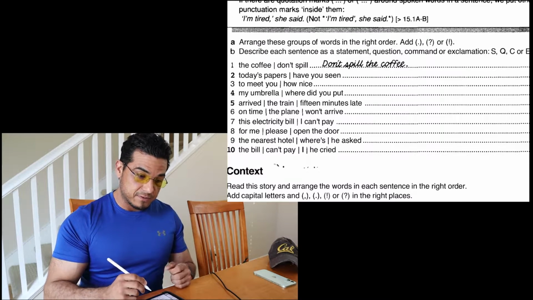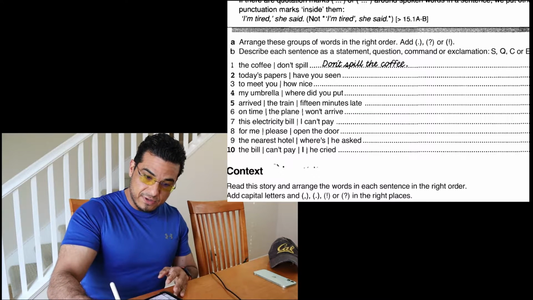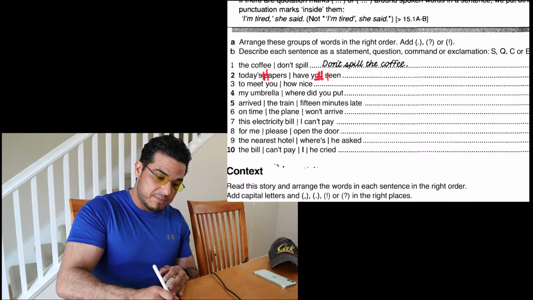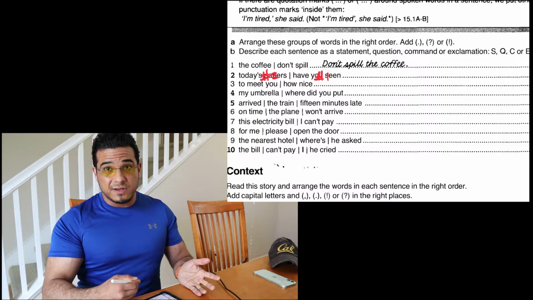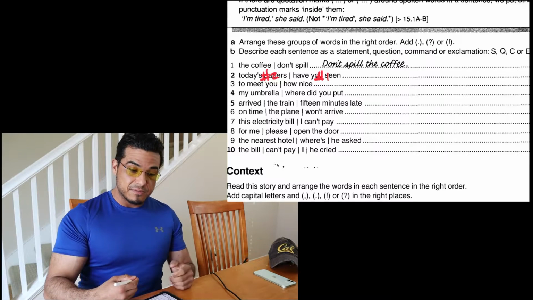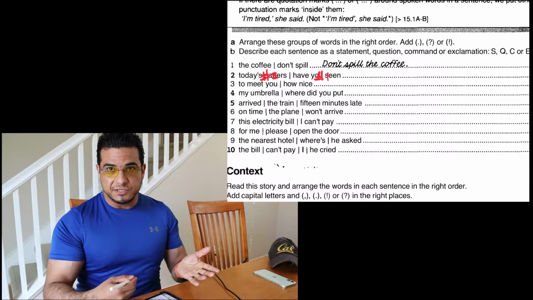All right, number two, "today's papers, have you seen?" Well, here it should read, and I'll just go ahead and number those, "Have you seen" is number one, "today's papers," number two, and it's an interrogative, it's a question, so you would end it with a question mark. Number three, "to meet you, how nice." Okay, here it should be "How nice to meet you."